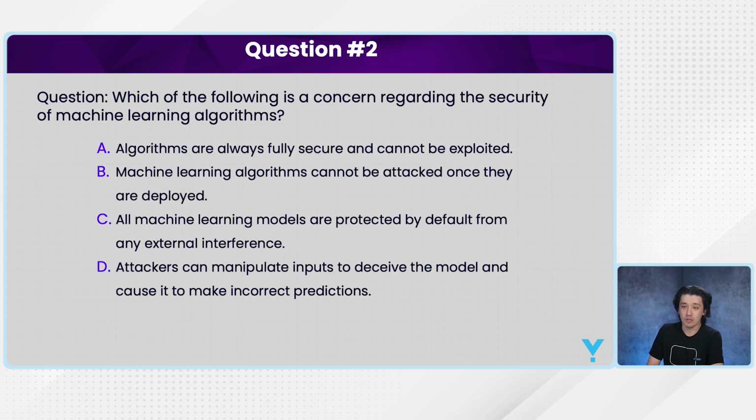Question 2. Which of the following is a concern regarding the security of machine learning algorithms? A. Algorithms are always fully secure and cannot be exploited. B. Machine learning algorithms cannot be attacked once they are deployed. C. All machine learning models are protected by default from external interference. D. Attackers can manipulate data to deceive the model and cause it to make incorrect predictions. I'll give you a second.